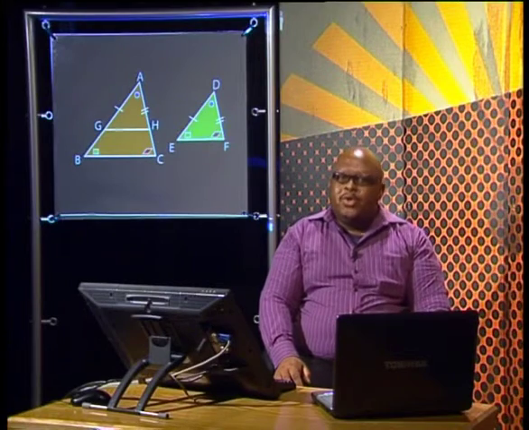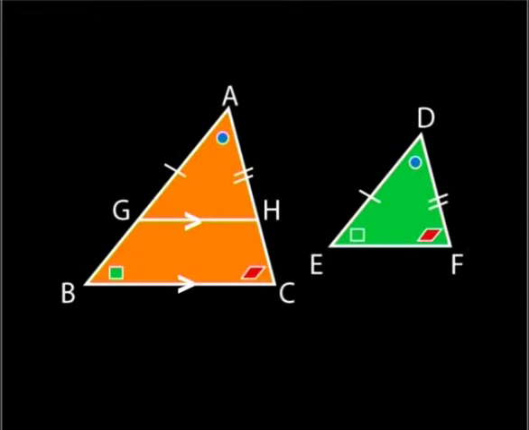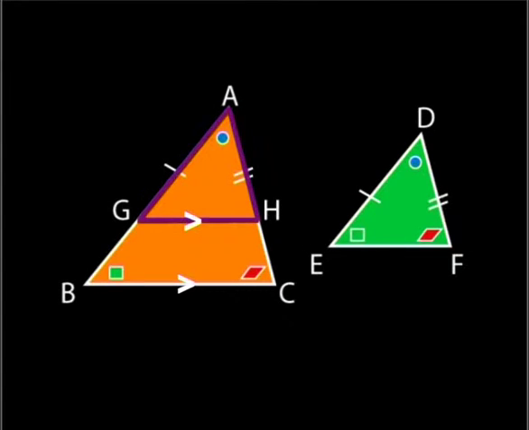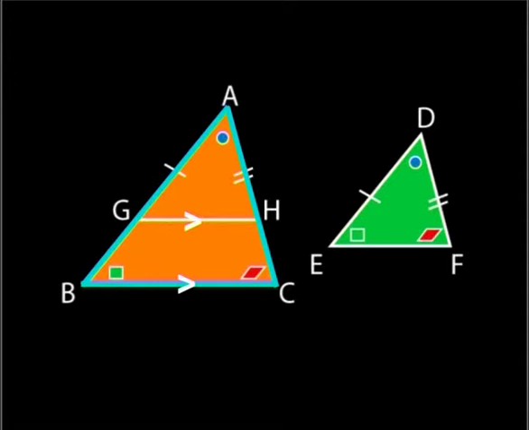Now, what do we need to be able to make use of the theorem about proportional sides? We need to know if GH is parallel to BC. If it is, then the sides of triangle AGH will be proportional to the sides of triangle ABC.